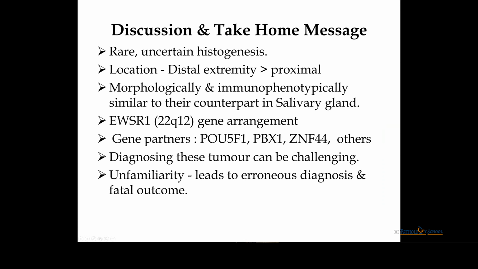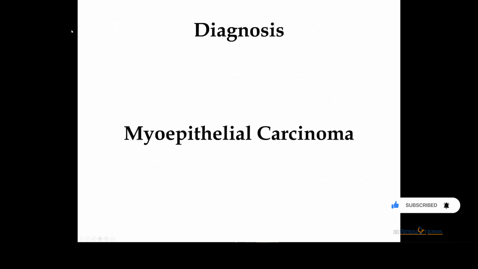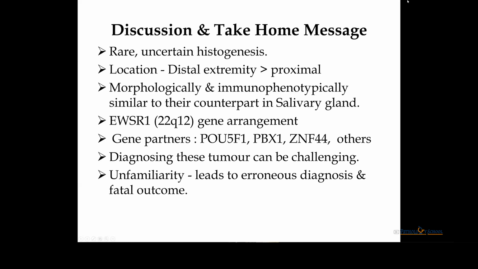Two important words about myoepithelial carcinoma. Myoepithelial carcinoma has been put under the myoepithelial tumor category of uncertain histogenesis under the recent WHO edition. It has a broad anatomical location. Most commonly, this tumor occurs on the lower extremities, followed by the proximal extremities. However, the rare locations are head and neck, then the bone and the visceral organs.